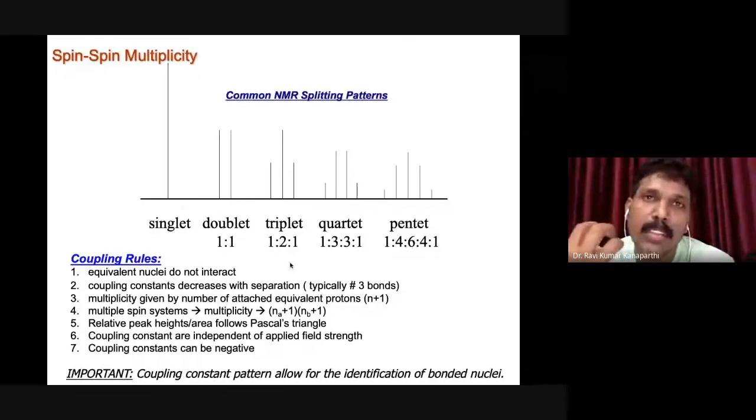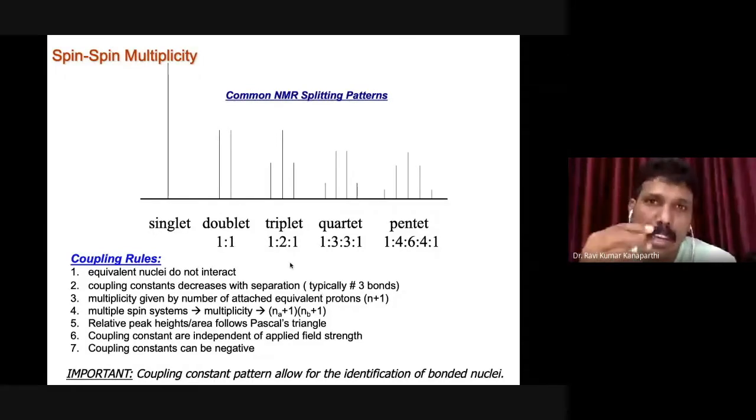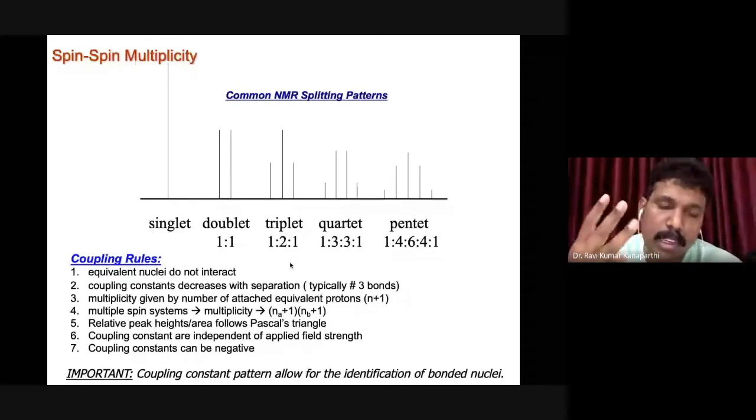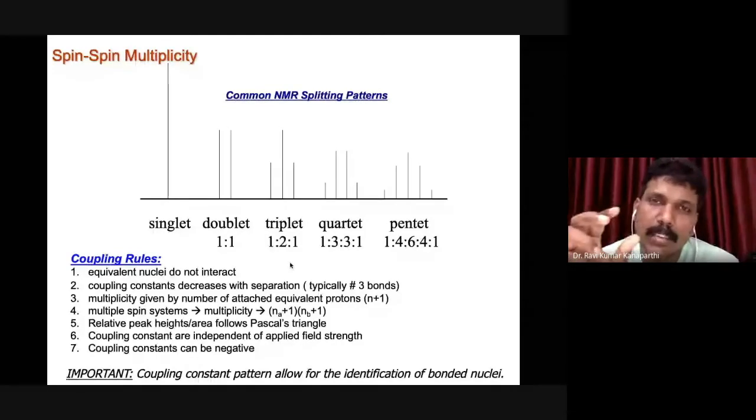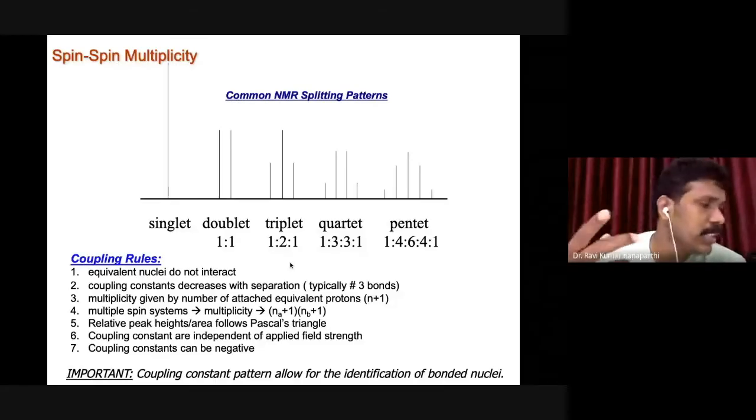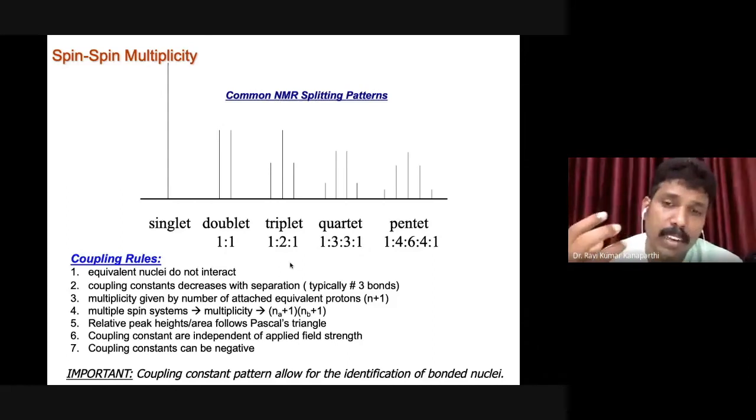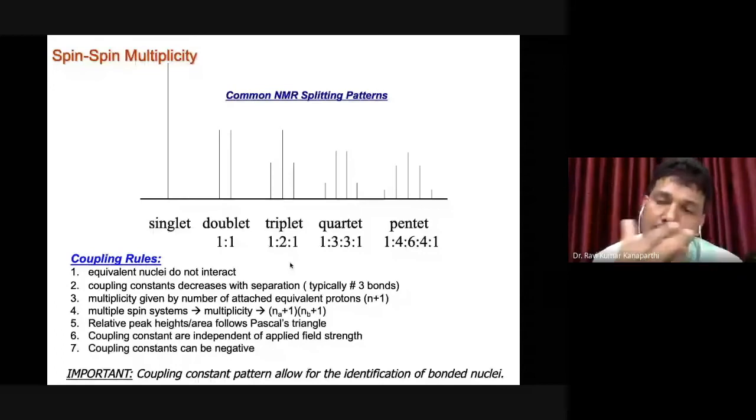And as far as the methyl group is concerned, there is a carbon, and on the carbon we have three protons, right? So as far as the methyl group is concerned, the three protons are said to be equivalent, and they do not interact. But when do we see the interaction? The interaction generally happens with non-equivalent ones. So what is the non-equivalent one?